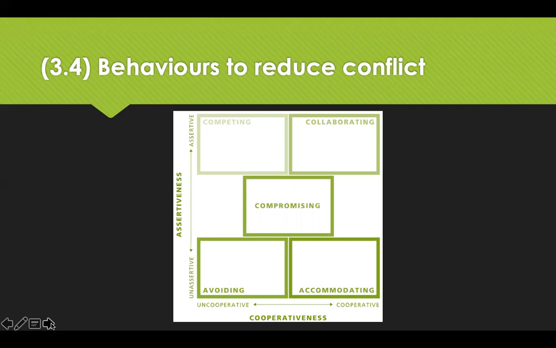Collaborating is both assertive and cooperative, the complete opposite from avoiding. Collaborating involves an attempt to work with others to find some solution that fully satisfies their concerns. And compromise is moderate in both assertiveness and cooperativeness. The objective is to find some middle ground, something that's mutually acceptable, but it only partly satisfies both parties.